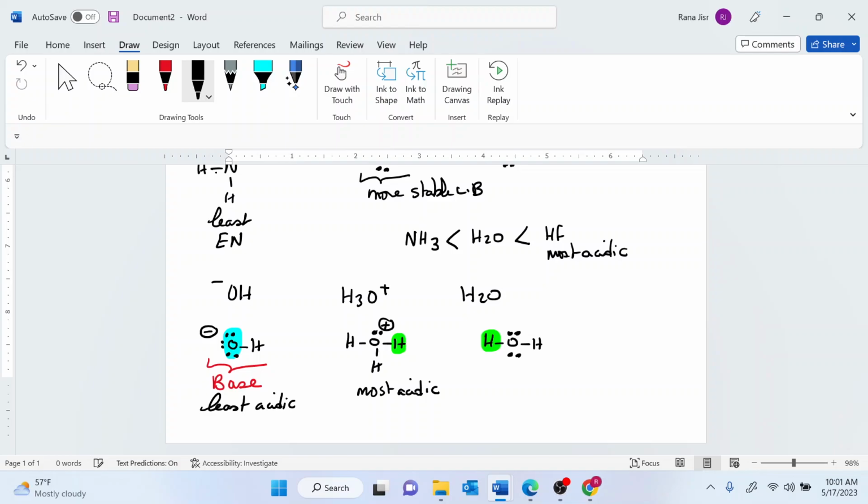So if I want to rank in increasing acidity, I'm going to start with the least acidic, which is the OH minus, because of the negative charge. The H3O plus, the positive charge, is the sign of acidity every single time. So negative charge is a sign of basicity, positive charge is a sign of acidity, and then you have the neutral compound in between.